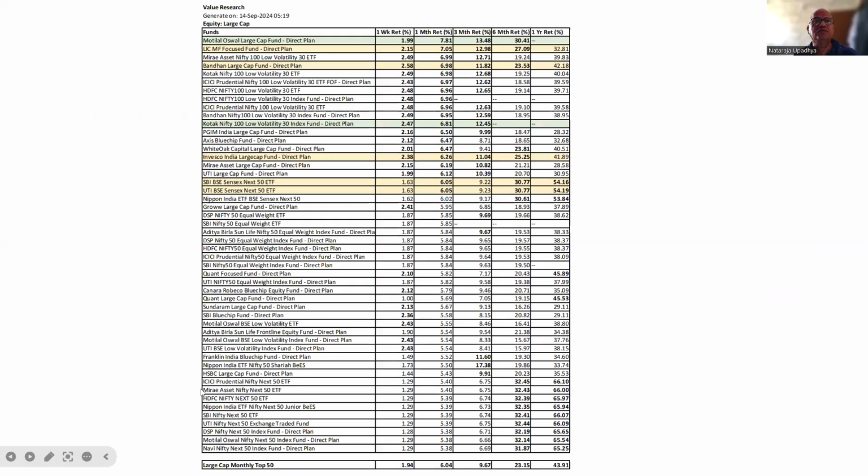Next, we are discussing large cap funds. There are more than 50 funds here, so only the monthly top 50 are given.